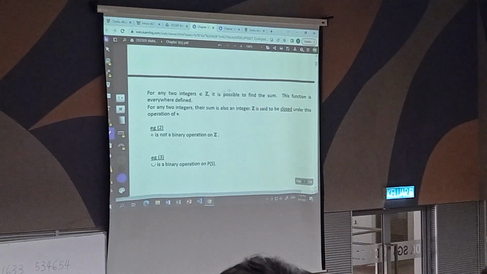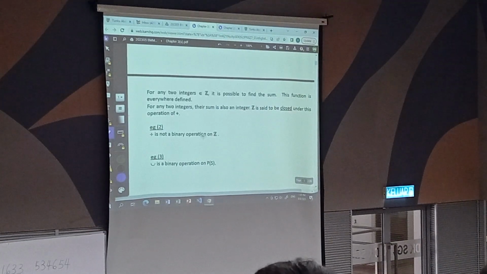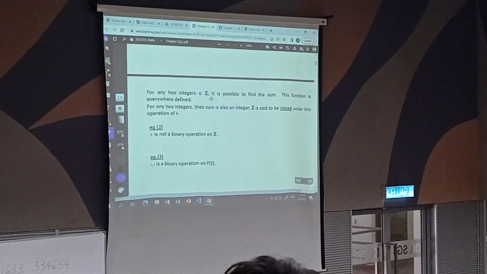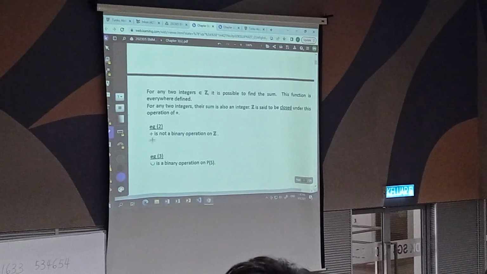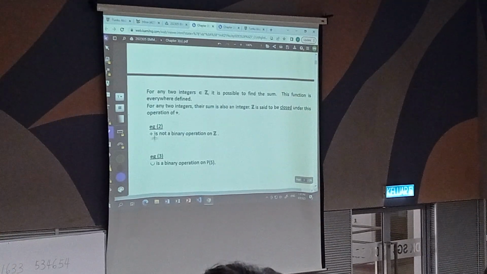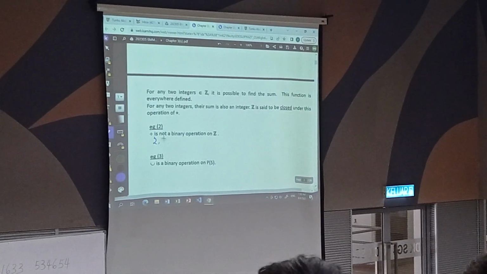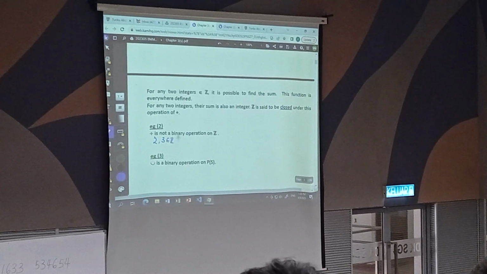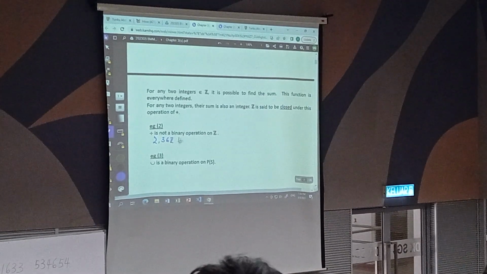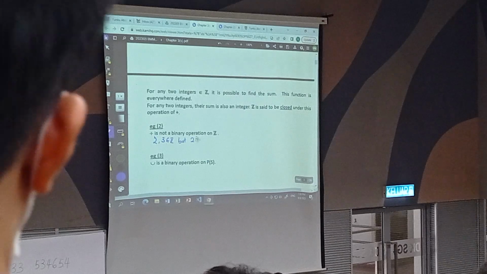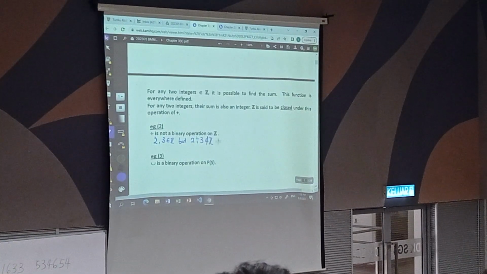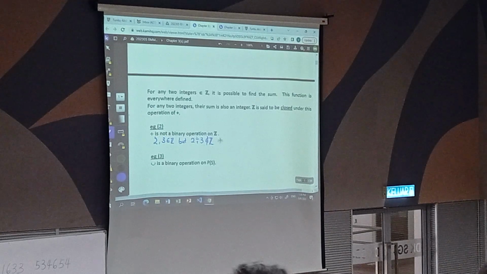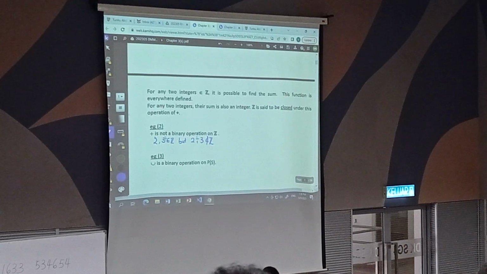Now, second example, divide is not a valid binary operation on the integers. So this is just the example that I gave you just now. So we let 2 and 3 also belong to the integers, but after you divide 2 by 3, it will not belong to the integers anymore. So that's why we will say divide is not a valid binary operation.